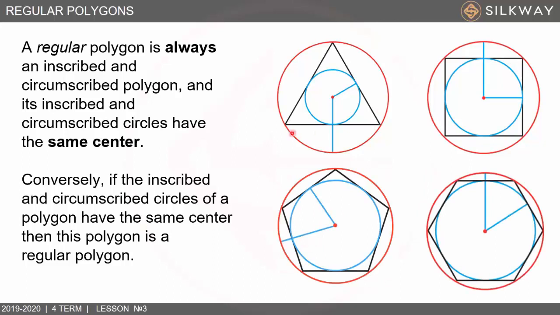Look at the first one. Here, the blue circle is the inscribed circle, and the red circle is the circumscribed circle. And they all have the same center. From that we can see this triangle is a regular polygon.